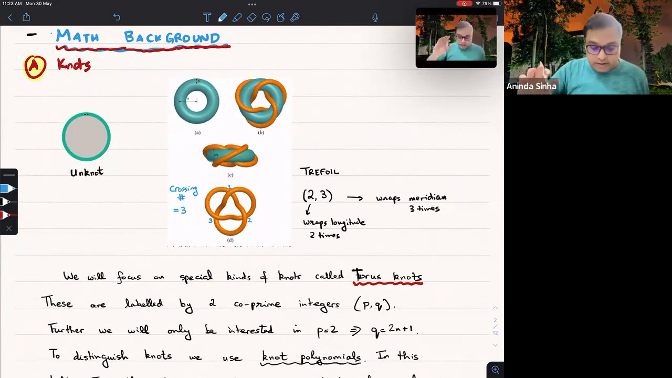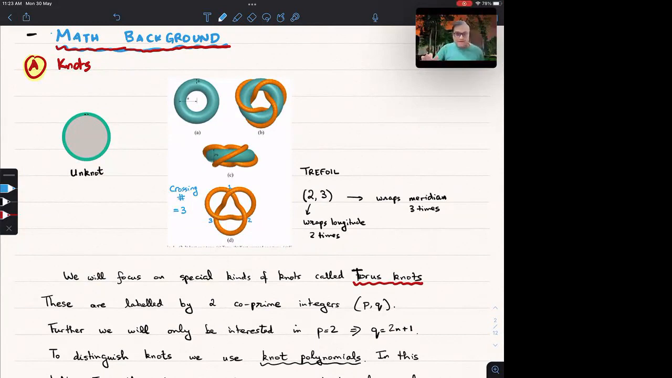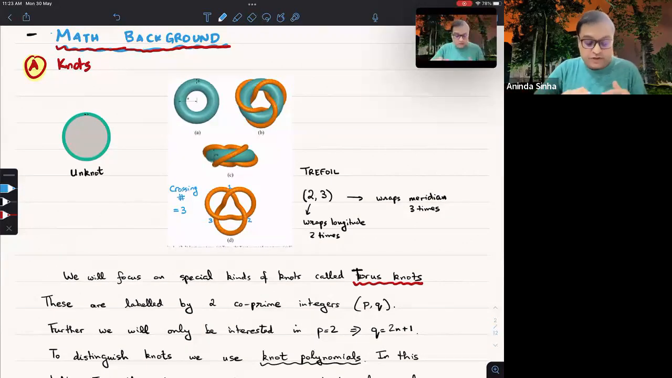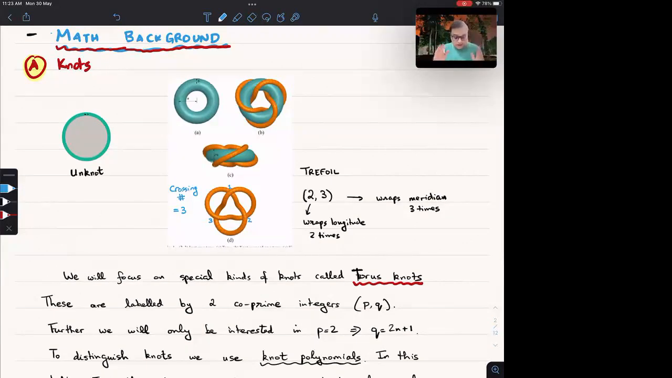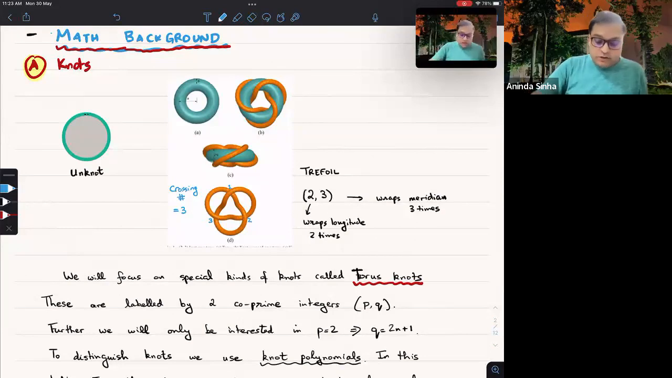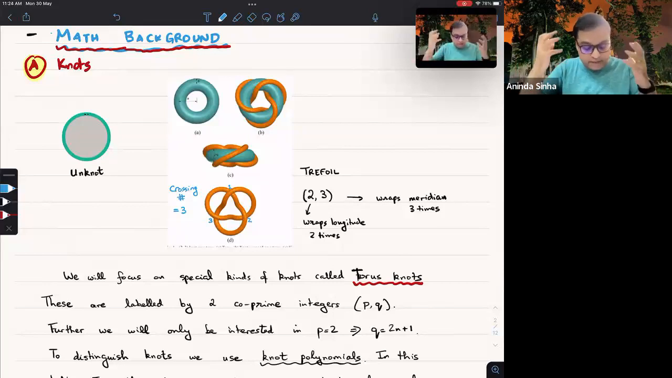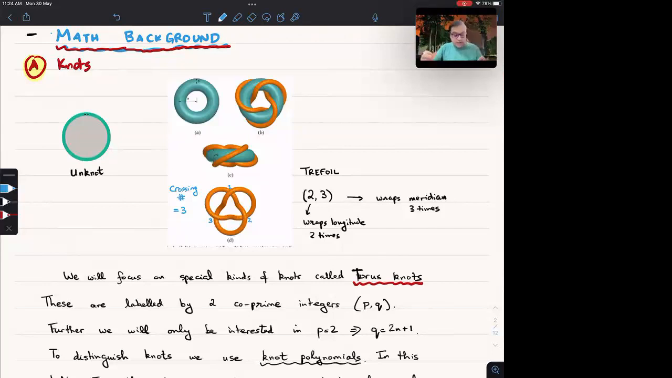I will give you a brief background of what I need. Of course, knot theory is a very vast topic, and I will require only some small part of it. So what are knots? Knots are what you would mentally picture. There's a mathematical definition of a knot: it is a map from S1 to R3 with no self-intersections.